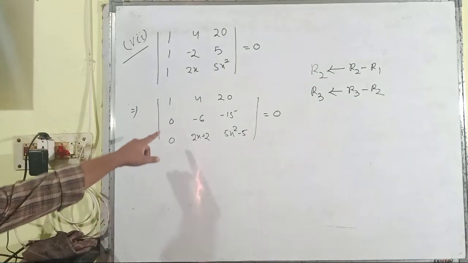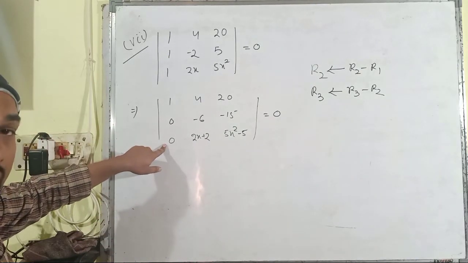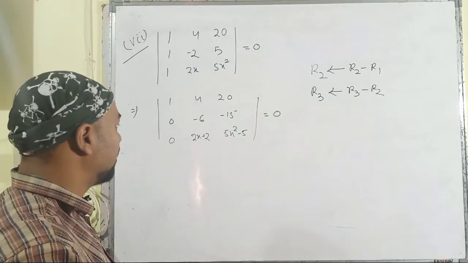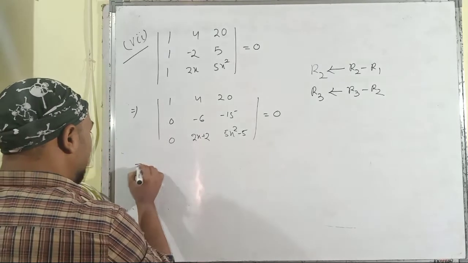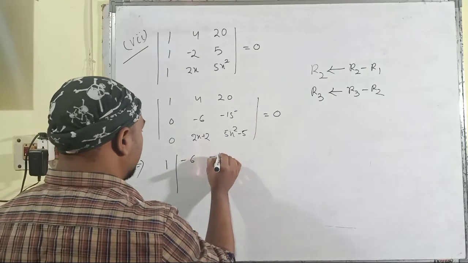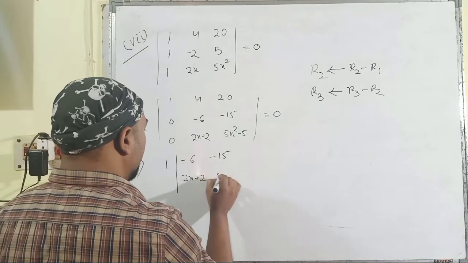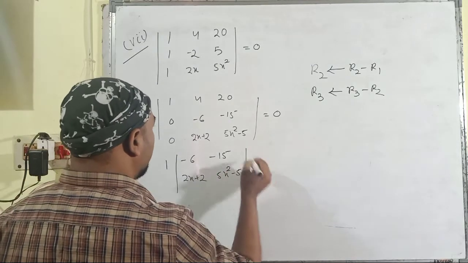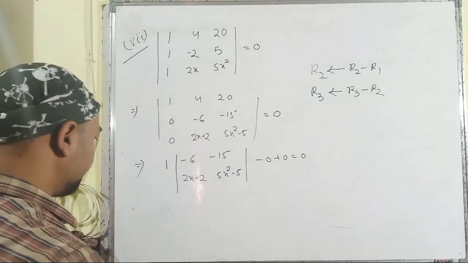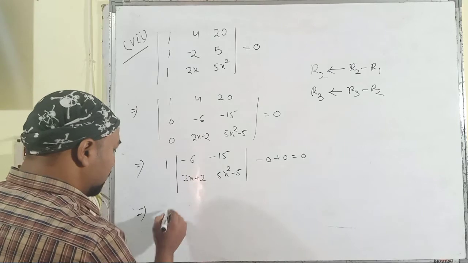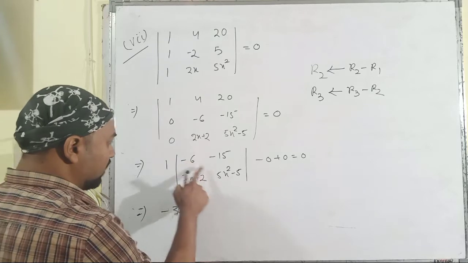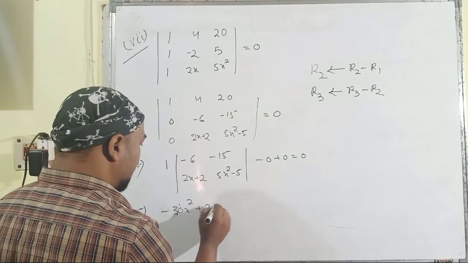As you can see, the maximum number of zeros, two zeros, exist in the first column. So you have to just expand this determinant along the first column. So expanding along the first column, you will get 1 multiplied with the determinant of minus 6, minus 15, 2x + 2, 5x² - 5. And then the remaining terms are minus 0 plus 0. You can also skip them, avoiding them. Then this is minus 30x² plus 30.